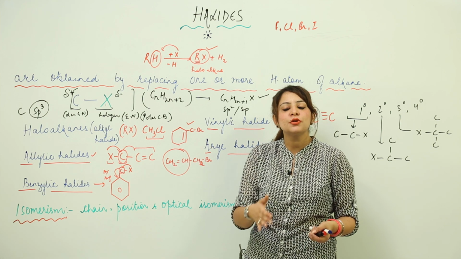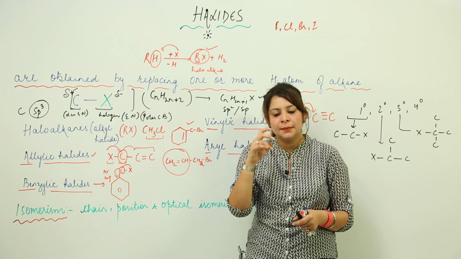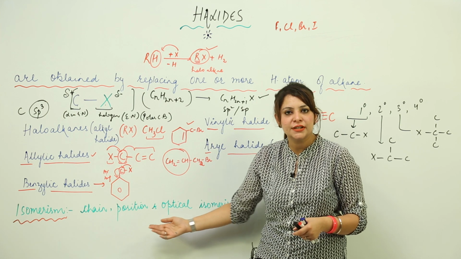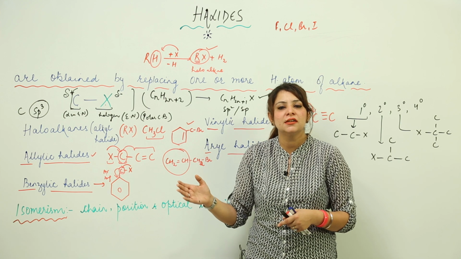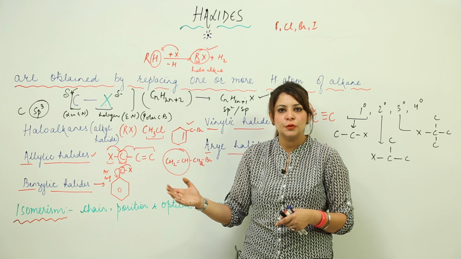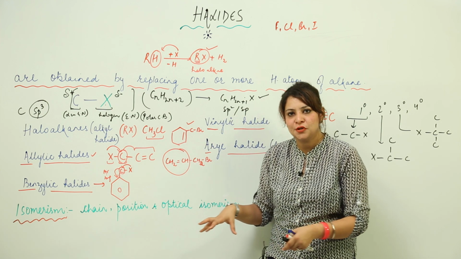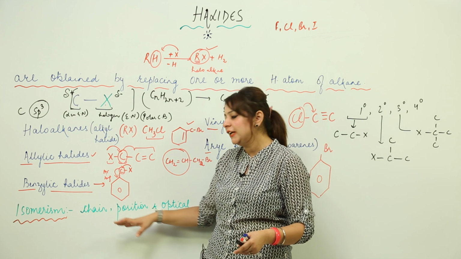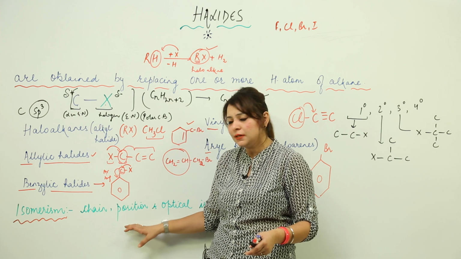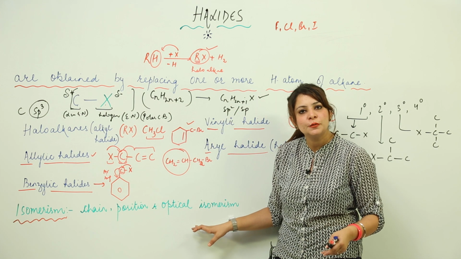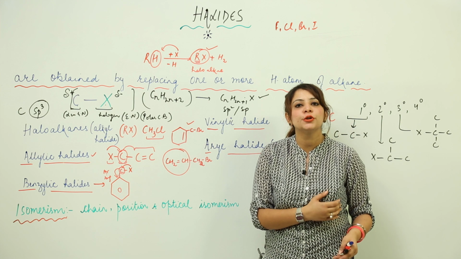I am not going deep into isomerism in this topic because we have already done it in the general concepts of organic chemistry. So if you have any doubt related to the isomerism shown by the haloalkanes, you can refer to my slides on the general organic chemistry principles. As far as this chapter is concerned, you should know that it shows chain and position isomerism, which are part of structural isomerism, and also stereoisomerism, that is optical isomerism. So this is the general introduction of the halides.